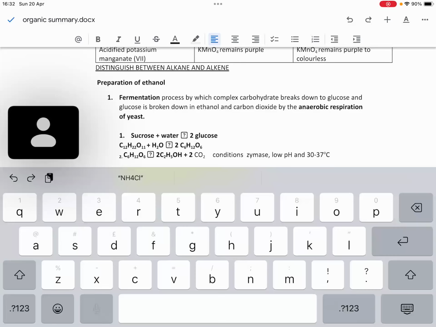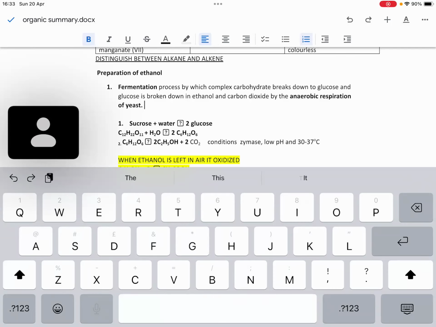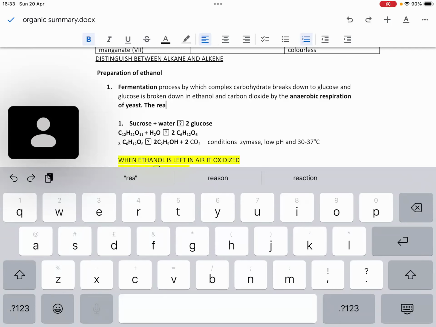So now we're on to our next series, which is our alkanol or alcohol. We need to understand fermentation. Fermentation is the process by which complex carbohydrate breaks down to glucose, or instead of complex carbohydrate, you may use sugar. It's the process by which complex carbohydrate breaks down to form glucose, and then glucose is broken down to ethanol and carbon dioxide by the anaerobic respiration of yeast. Also, the reaction is catalyzed.